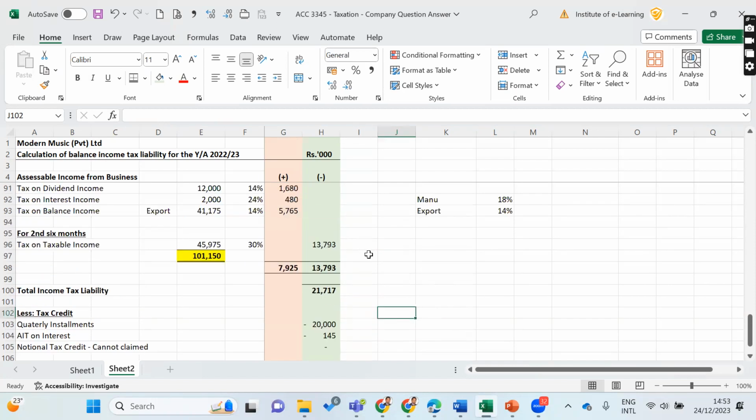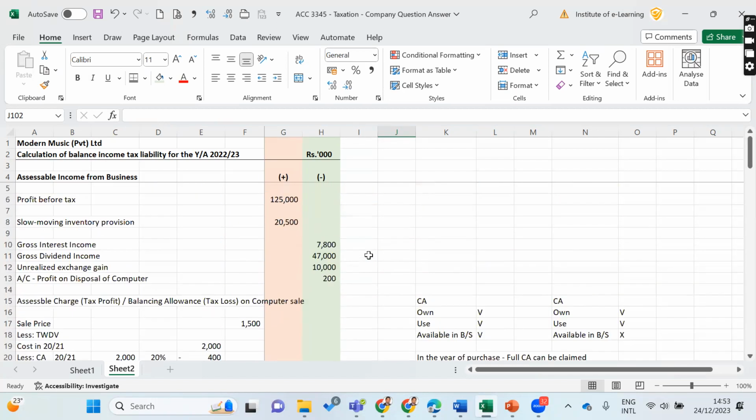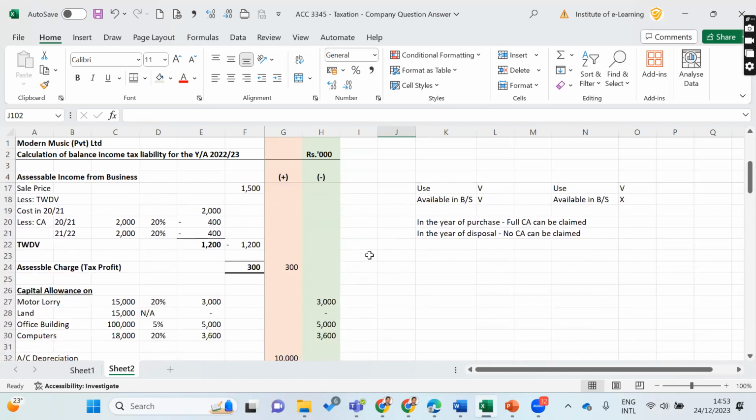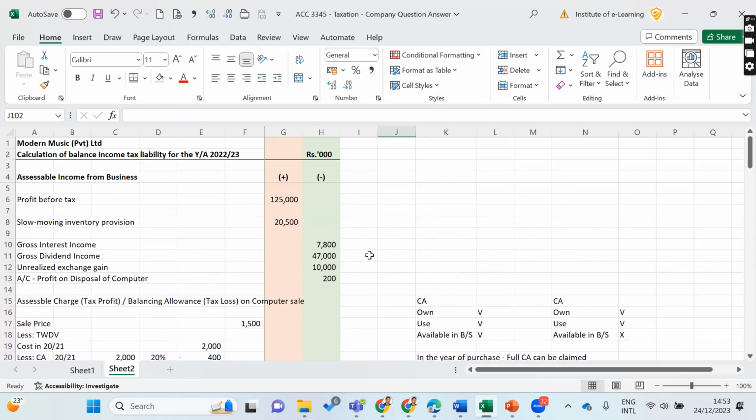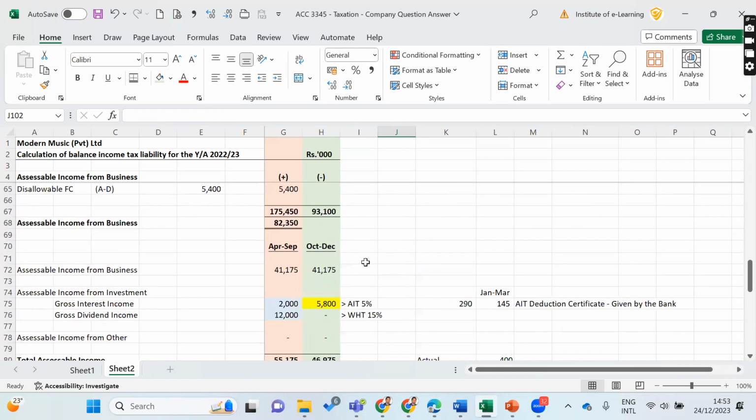So I discussed in detail whatever the applicable provisions, considering all the applicable provisions as much as possible. So I hope it's clear to all of you.